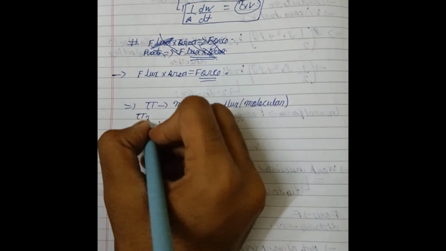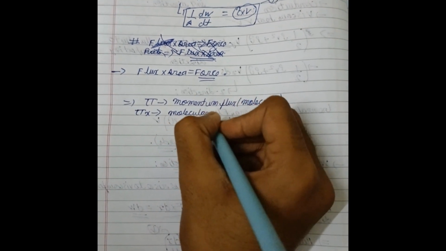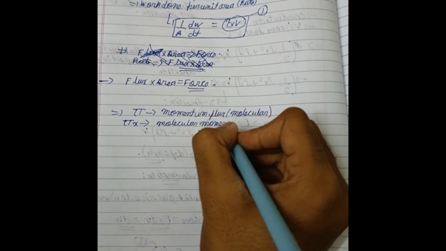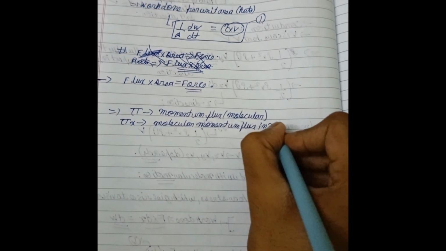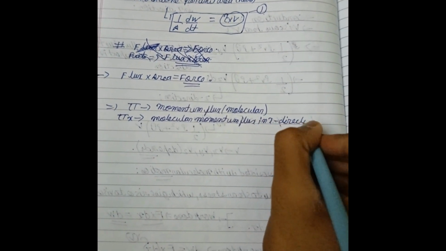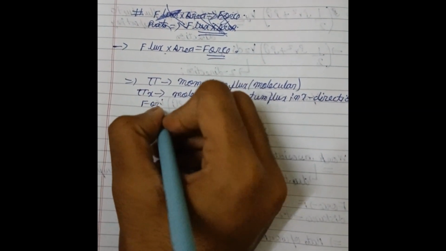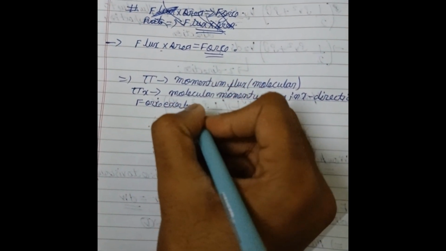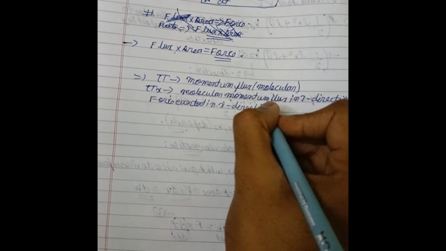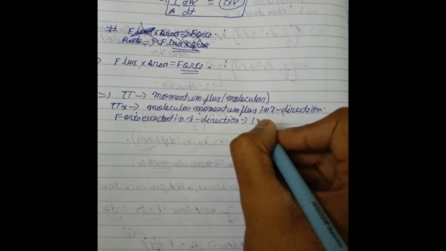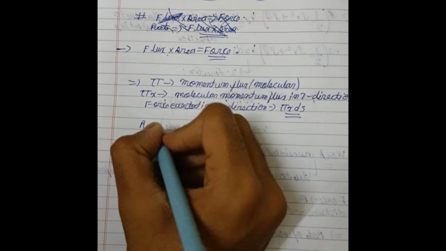Now, suppose I write pi x. What is the meaning? That is molecular momentum flux in x direction. We are taking this particular thing in x direction. Now we know force is flux into area. So suppose we have to find the force which is exerted in x direction. That would be pi x into ds. No doubt.